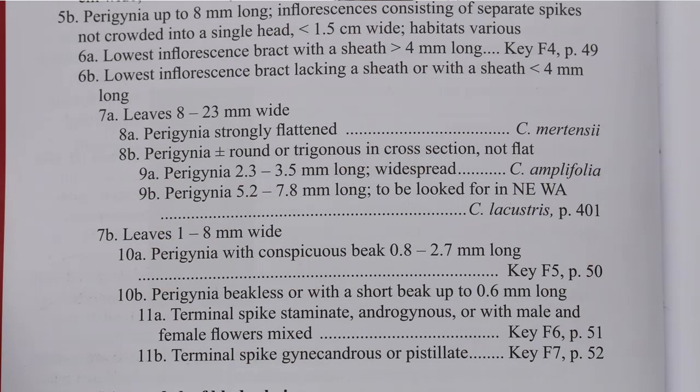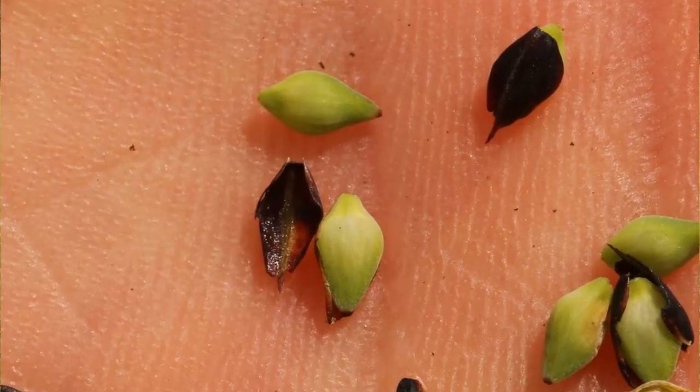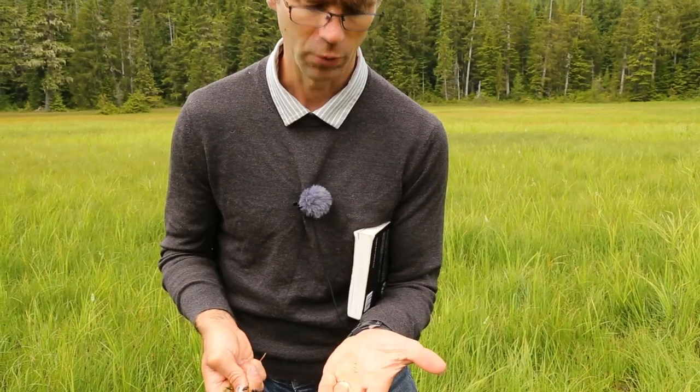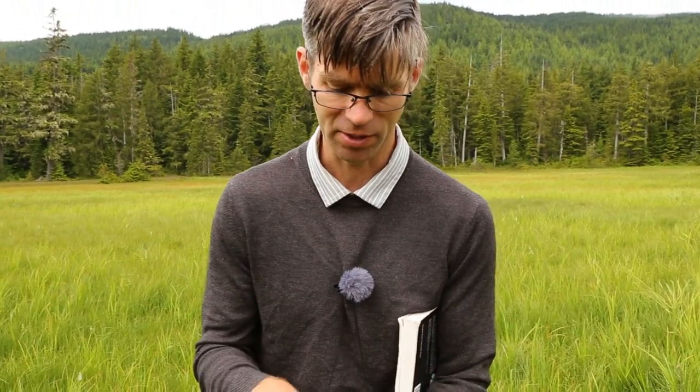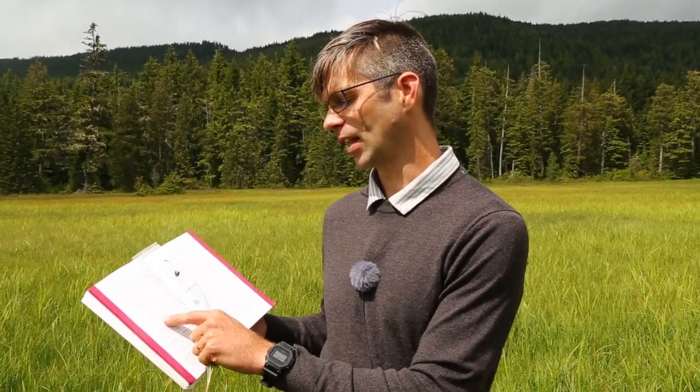10A says perigenia with conspicuous beak, 0.8 to 2.7 millimeters long, or perigenia beakless, or with a short beak up to 0.6 millimeters long. So the beak of a perigenium is kind of like the beak of a bird, I guess. It's an area where there's a strong constriction in the perigenium. These perigenia do not really have a beak. Hopefully we'll see one later today that does have a beak, because that's a trait that comes up a lot in the keys. Okay, we're down to 11A versus 11B.